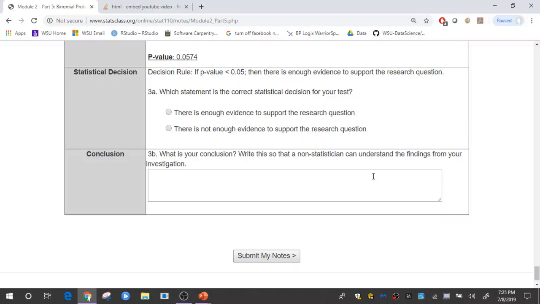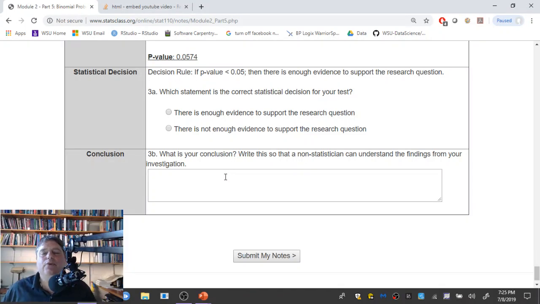I'll let you go ahead and make the decision and write a conclusion again. Okay, that does it for module 2, part number 5.